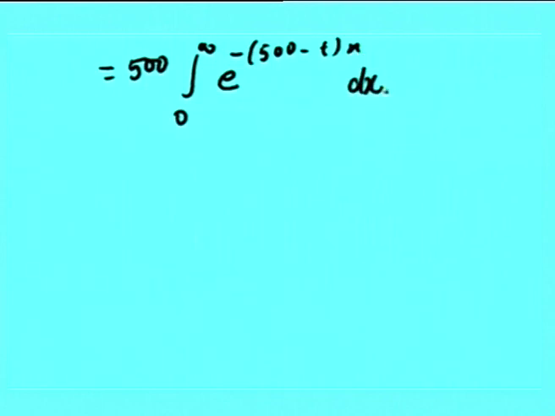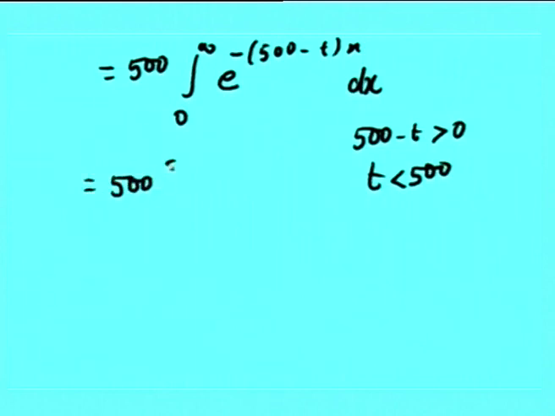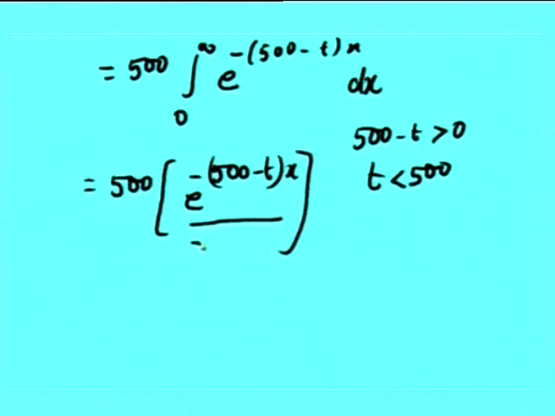So, here 500 minus t should be positive. For that we should have 500 minus t greater than 0, or else t should be less than 500. Otherwise, the integration becomes divergent and we cannot have moment generating function. So, the integration goes as 500 into e power minus (500 minus t) x by minus (500 minus t), within the limits x is equal to 0 to x is equal to infinity.